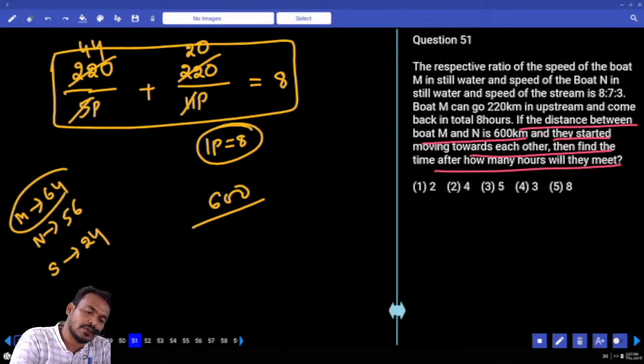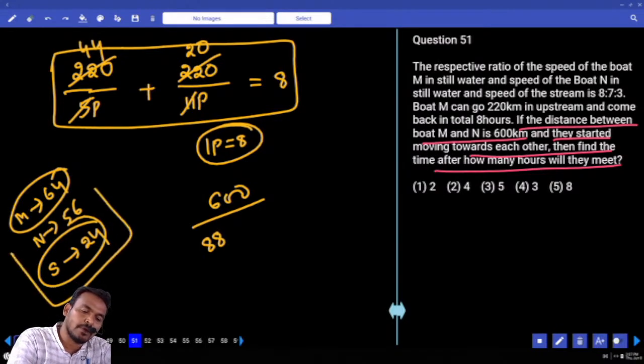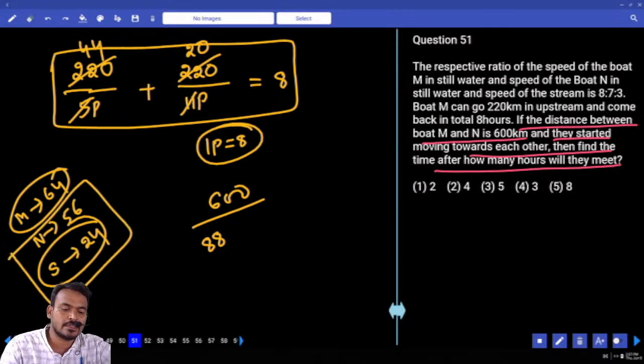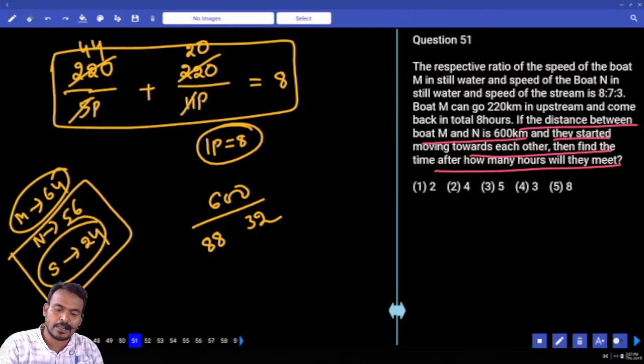Downstream means 64 plus 24. What is the speed value? 88. Upstream means 56 minus 24, that is 32. What is the M to N speed? 88. What is the N to M speed? 32. What is the relative speed in opposite direction? 88 plus 32 means 120. 600 by 120 means 5 hours.